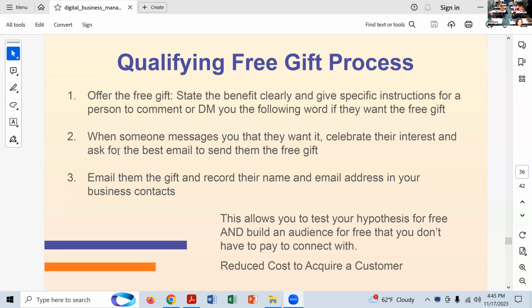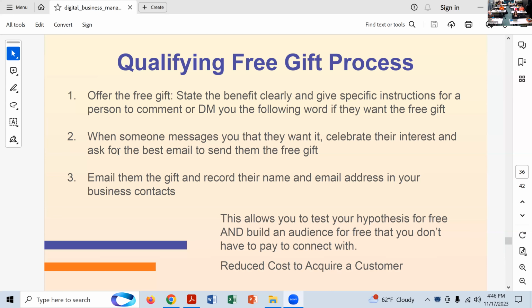So, the qualifying free gift process. The process is you offer a free gift, state the benefit clearly, and give specific instructions for the person to comment or DM you a specific word. This is on your social media. Like I could say, DM me "divine love" if you want this guide, how to connect with your heart, or whatever. Two, when someone messages you that they want it, celebrate their interest and ask for the best email to send them a free gift.